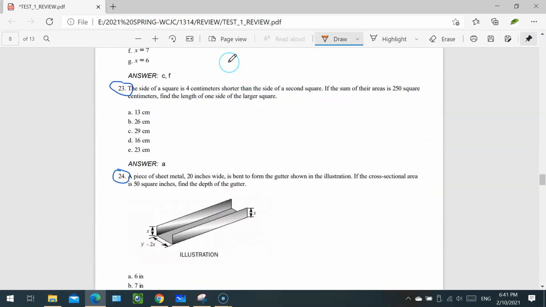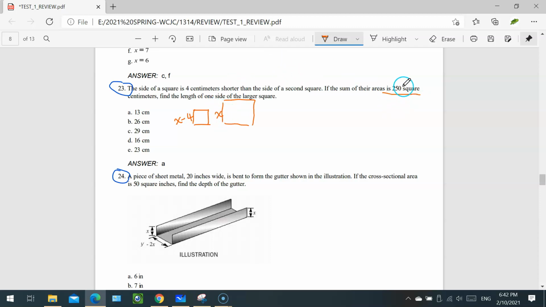Number 23, the side of a square is 4 centimeters shorter than the side of a second square. So the side of the first square is shorter. That means the second one is larger. So if I set the side of the second square x, that means the side of the first square must be x minus 4. If the sum of their areas is 250 square centimeters, find the length of one side of the larger square. So they want to find the x.